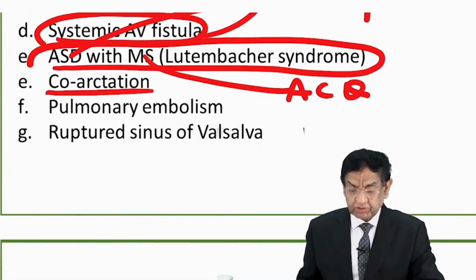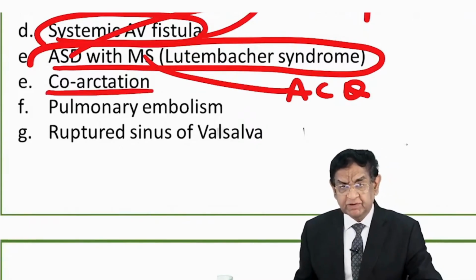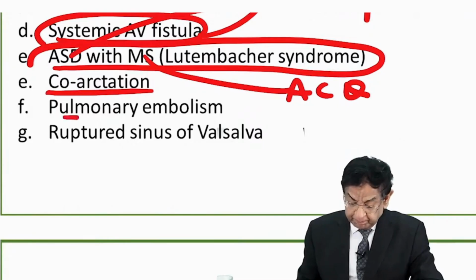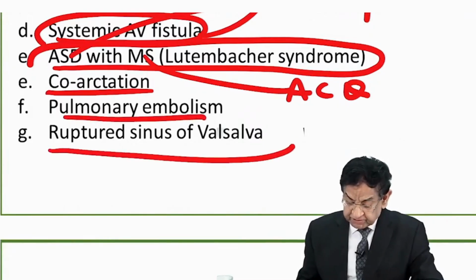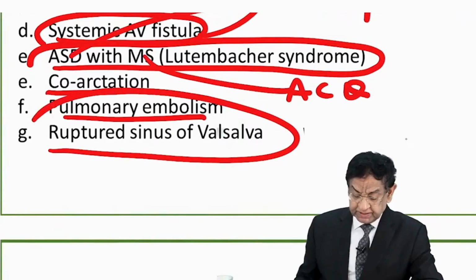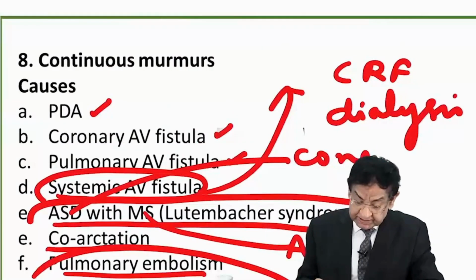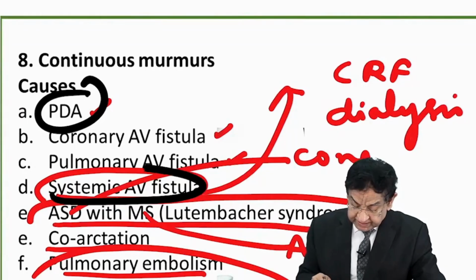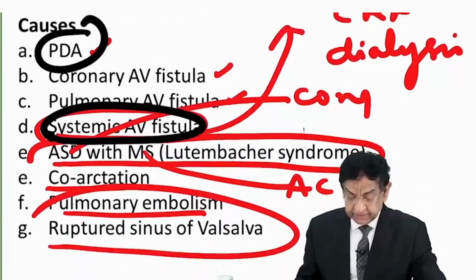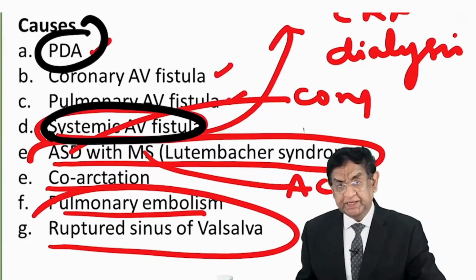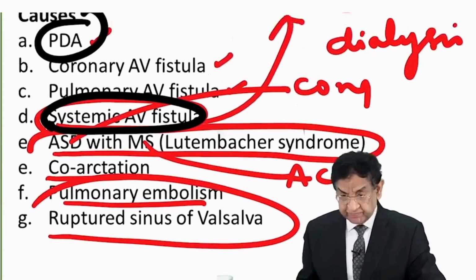In coarctation of aorta, you may also get a continuous murmur. Pulmonary embolism and rupture of sinus of Valsalva can also produce a continuous murmur. From the exam point of view, this is the single most important and this is the second most important. Don't forget these two, PDA and systemic AV fistula.